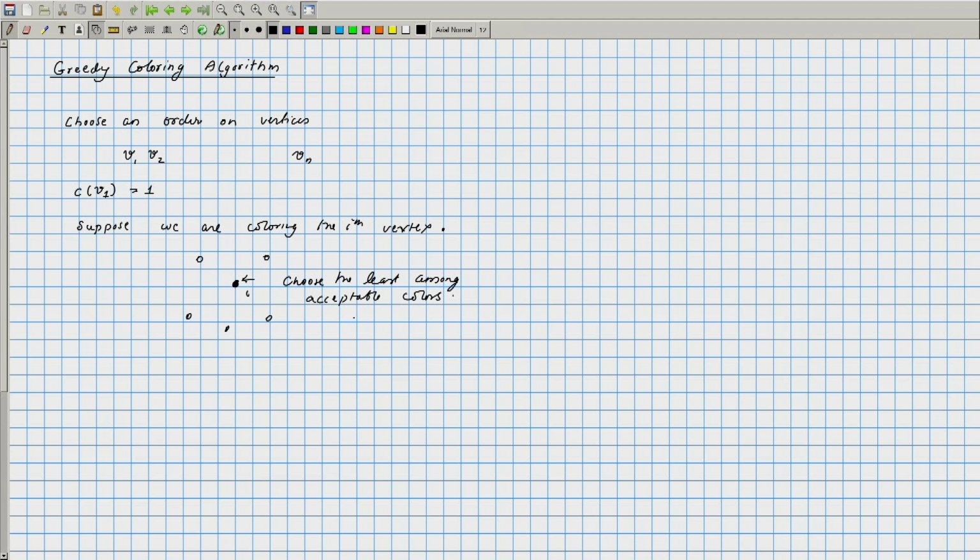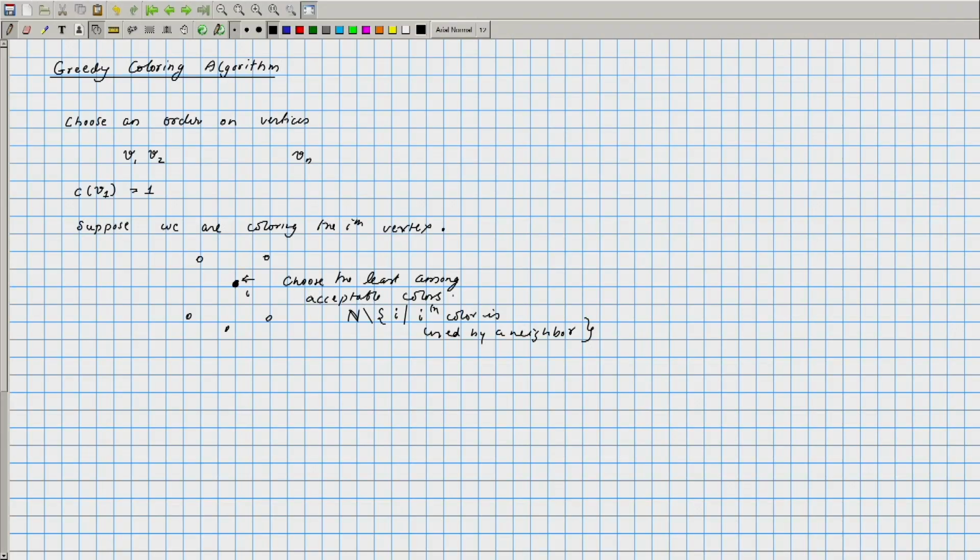Okay. So, acceptable colors would mean any number which is not a color of its neighbor, such that the ith color is not used by a neighbor. So, consider the set of colors that the neighbors have already used and remove those colors from the natural numbers, and whatever is the least remaining color, that would be the least amongst the acceptable colors, and that is the color that you choose for i. This is the greedy coloring algorithm.